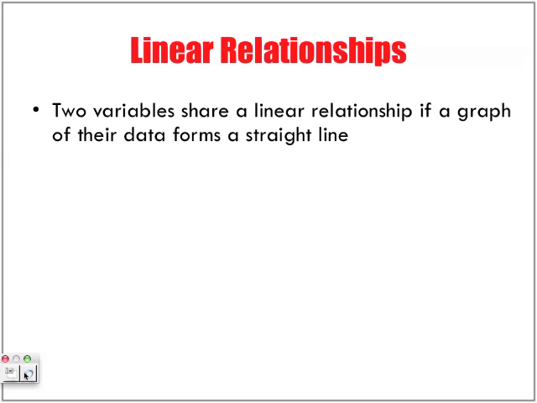So linear relationship. Two variables share a linear relationship if a graph of their data forms a straight line, which is exactly what we did with that last sample problem. So they form a straight line because the change from one point to the other is always increasing at the same rate. Each point is increasing by $10 every single hour.